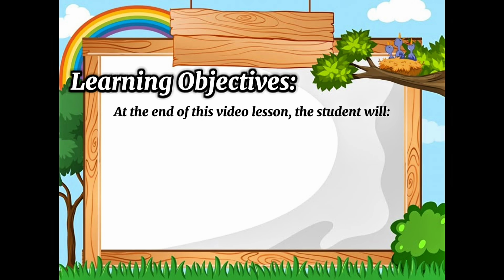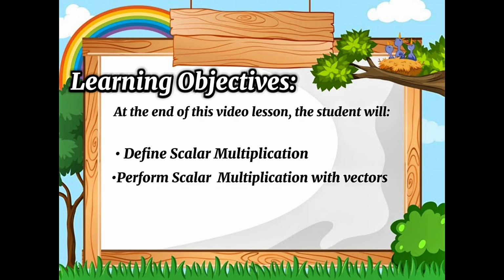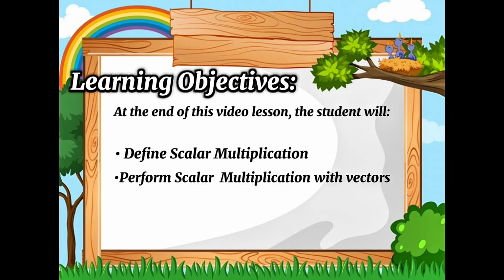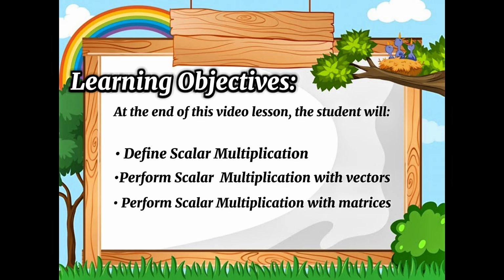At the end of this video lesson, students will be able to explain what a scalar multiplication is and identify a scalar in mathematical expressions. Students will multiply a scalar by a vector and describe the effect on the vector's magnitude and direction. Students will apply scalar multiplication to a matrix and demonstrate how each element is affected.